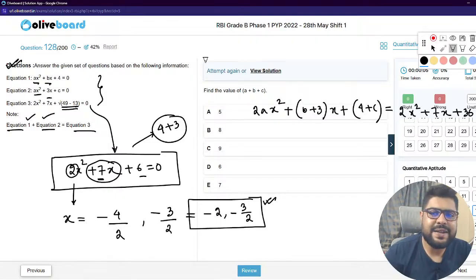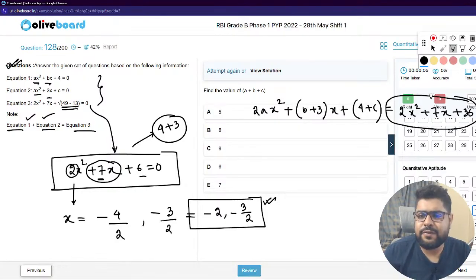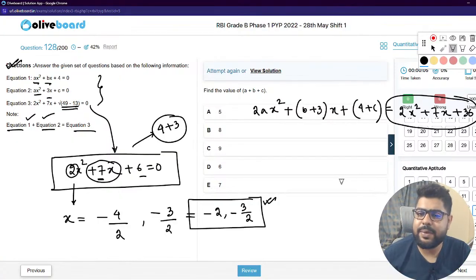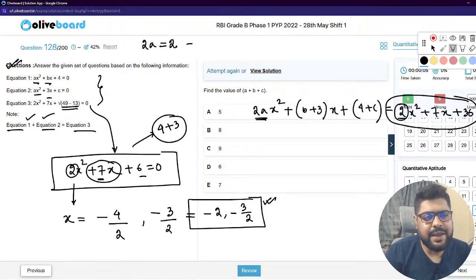Correct? Now, please understand one thing. There are multiple ways to go. You can say we know the roots of this, so from there, using sum of roots and product of roots, I'll figure out the values of A, B, and C. Or the best way to go, sir, is to just compare. Coefficient of x square on the left hand side is 2a. Coefficient of x square on the right hand side is 2. So I can simply conclude, sir, A must be equal to 1.